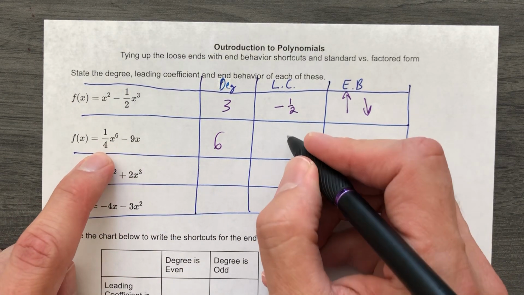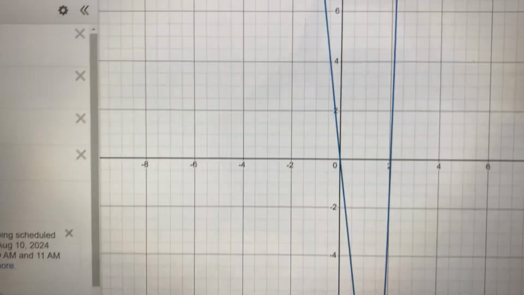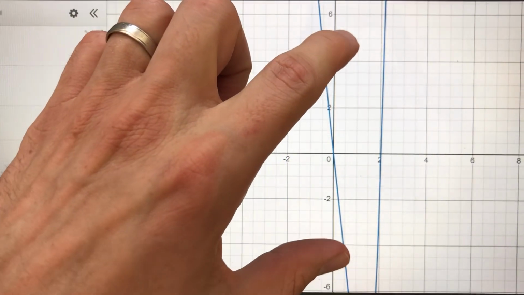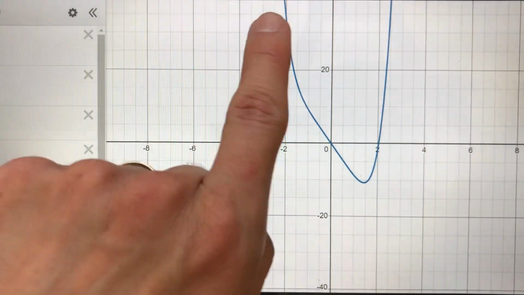Okay, next. The degree of this one is 6. The leading coefficient is 1/4. It is truly in the front. If I were to graph that one, which I already have on Desmos, you're welcome, then we would have this. Okay, kind of hard to see. I'm going to do this thing I can do on a touch screen. Oh, there it is. Up, up. Looks like up, up to me.